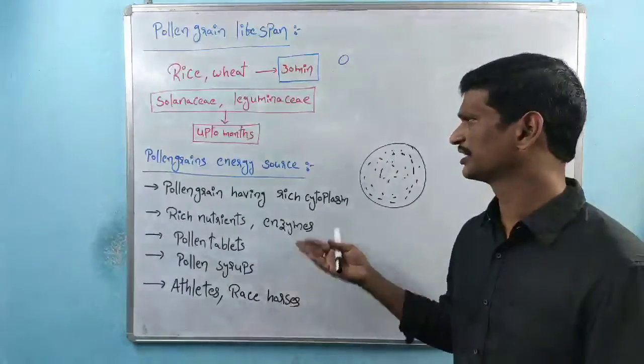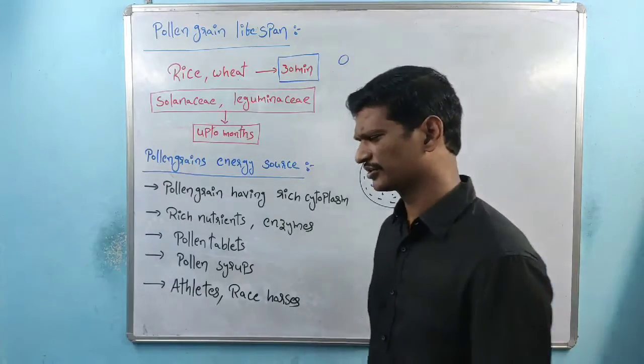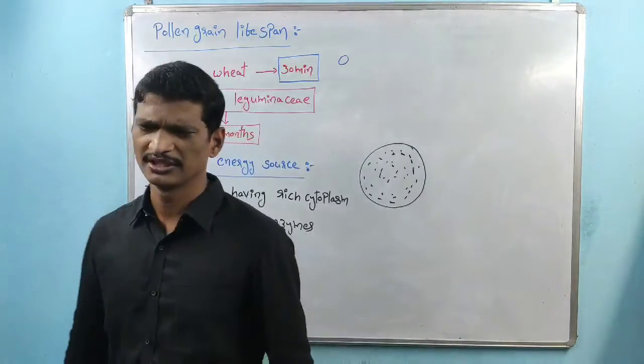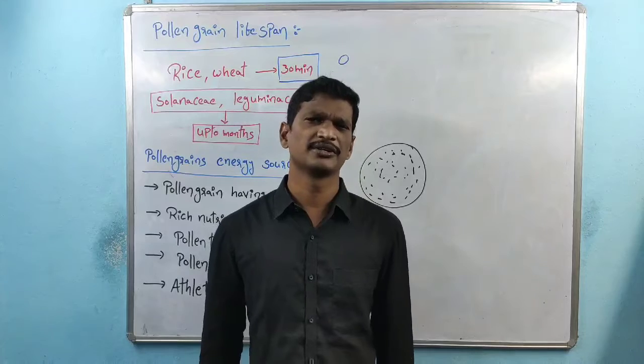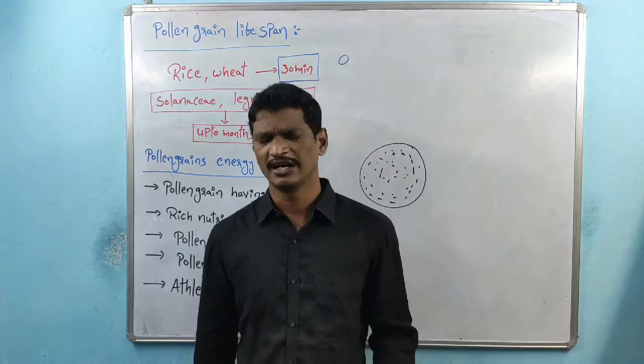Nowadays, most of the athletes are following the pollen diet, right? And the next one is race horses. We know about race horses. See the horse running very rapidly, with high speed. Especially the horses are running at very high speed.